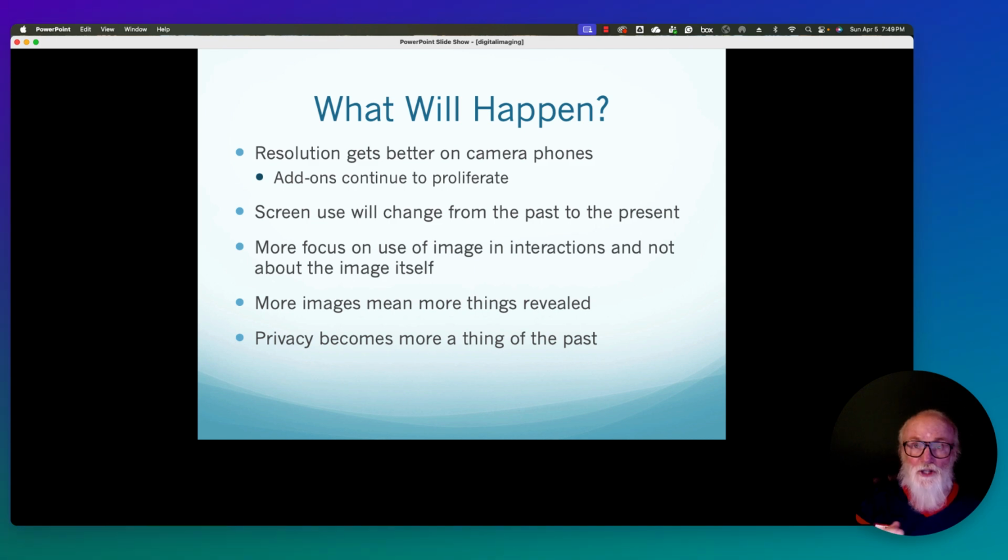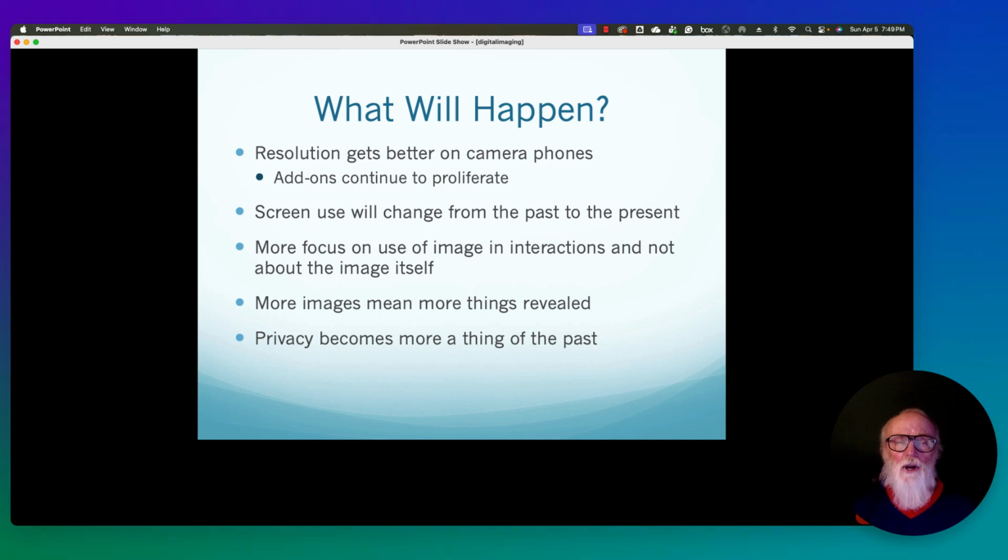We still use photography for the past. I'm not saying we don't use it for the past. We still take pictures on vacation, but we also take pictures for the present, and we use those instead of using text. Okay? So there's more focus on the use of image and interactions, and not about the image itself. The image itself is not that important. It's what we're doing with the image. We're showing you our lunch. We're showing you what brand you want me to buy, or I'm in the store. I show you we're at a ball game and I want to show you what it looks like. Okay. Now, also with more people with cameras, keep in mind, more images mean more things will be revealed.